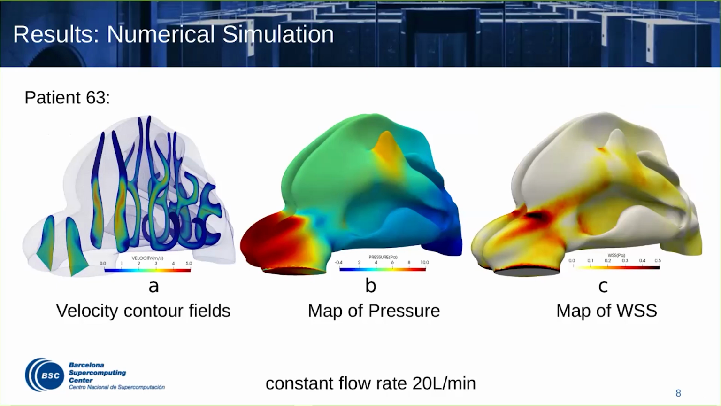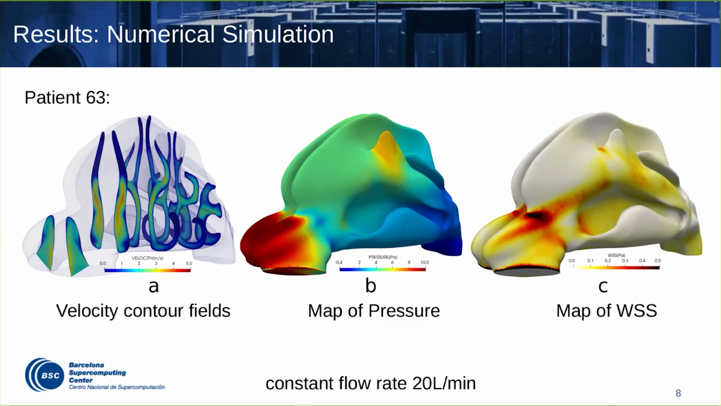And this slide is an example of the results that we have. This is for patient 63. We obtain some velocity information. Here we can see the velocity contour field. We also compute the map of the pressure across the geometry and the map of the wall shear stress.